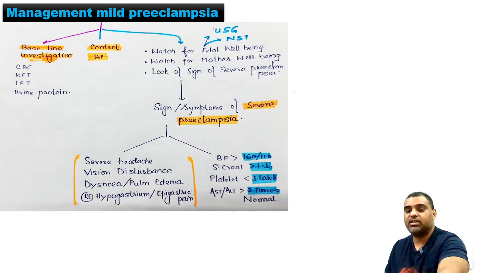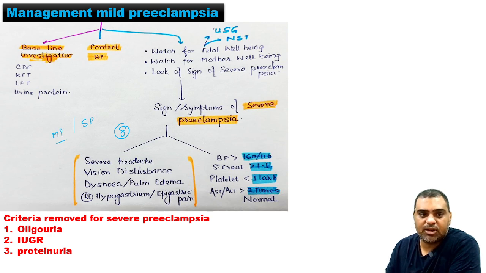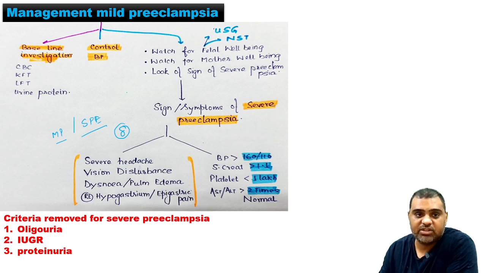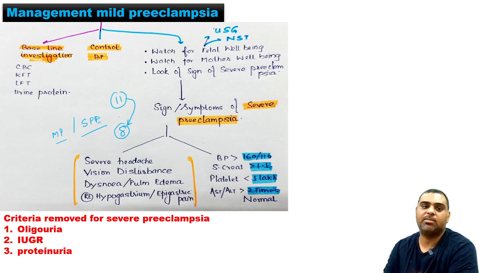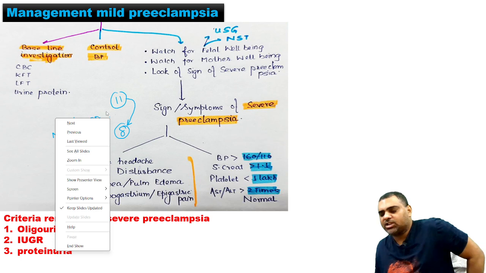Now one thing very important that I forgot. Please remember, we have used these 8 criteria to differentiate between mild preeclampsia and severe preeclampsia. But earlier these were a total of 11 points. From those 11, now only 8 points are kept, according to the latest Williams Obstetrics.